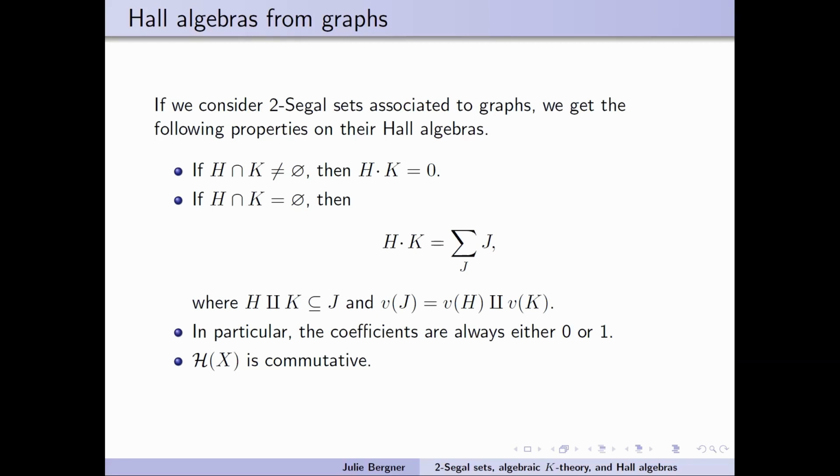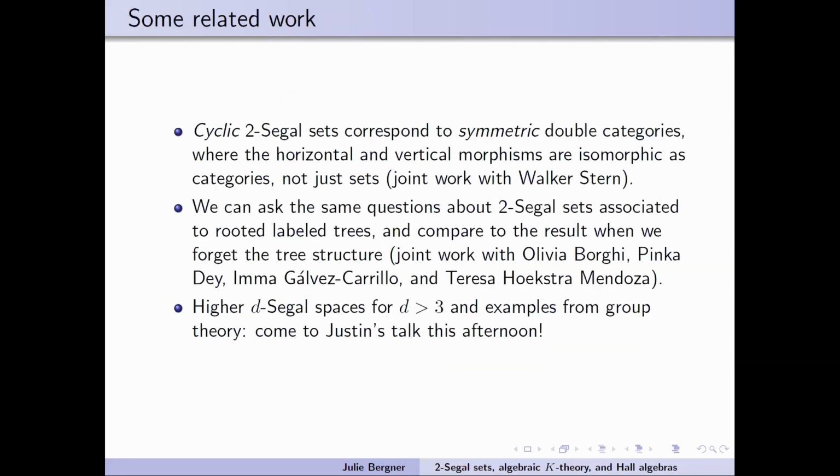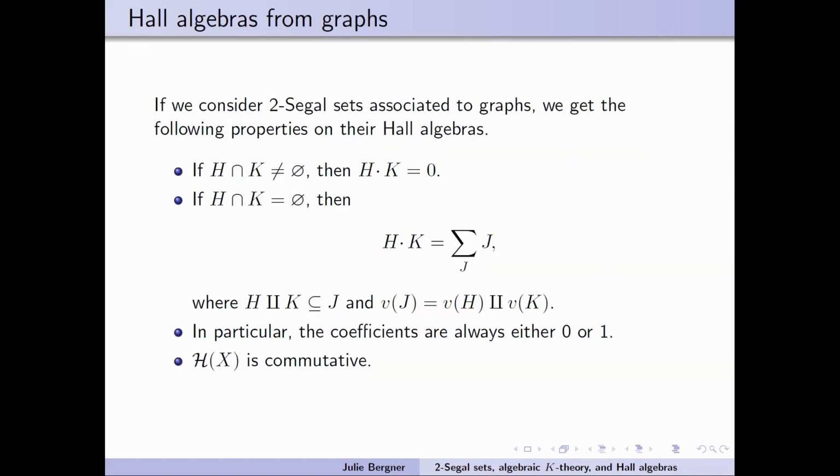In particular here, these Hall coefficients are always either 0 or 1. There either is a two simplex with these two subgraphs as appropriate bases, or there's not. There's no way to have them with multiplicity in this example. And as we saw in our first example, this is commutative. Okay, so that just gives you a flavor.